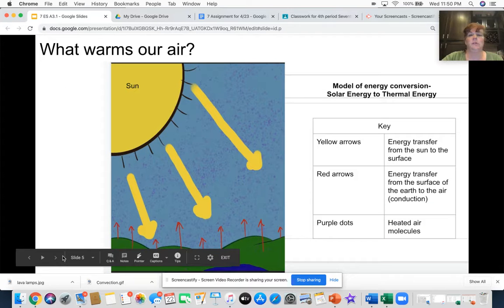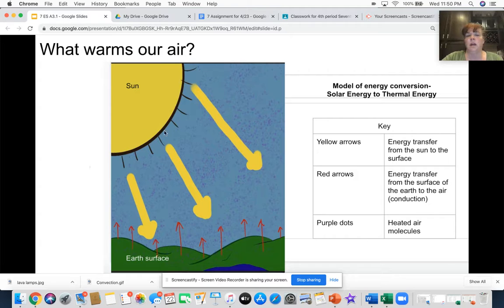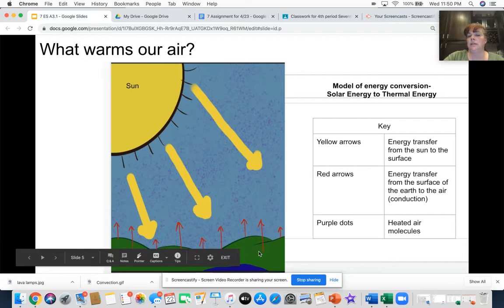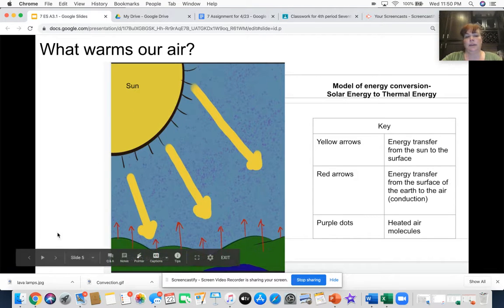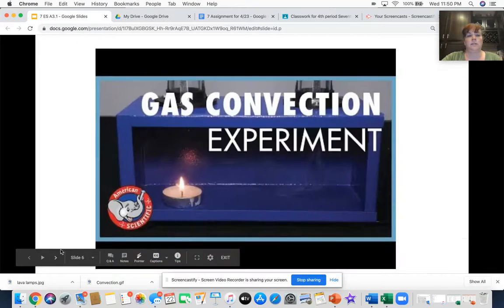Okay, so first, quick reminder, what warms our air? Because we're talking about what happens when air gets heated and moves. So we have our model that we had. The sun transfers light energy, hits the Earth's surface, and absorbs into that through conduction, and then releases that into the air. And the air molecules absorb that heat energy. Okay, so that is a nice little review.